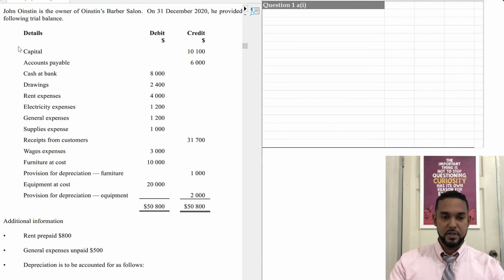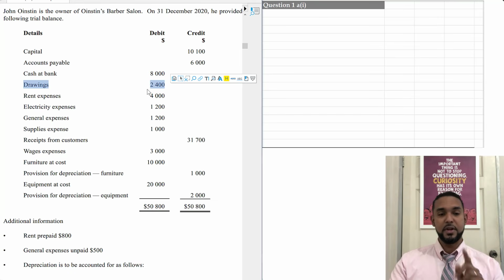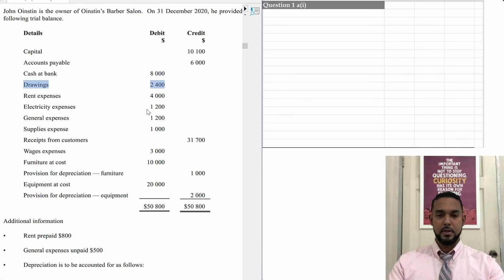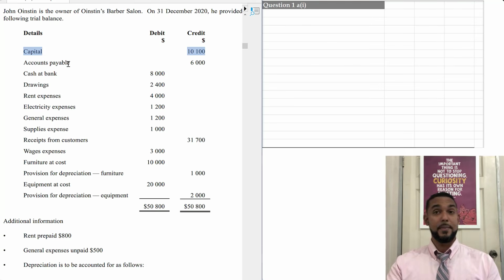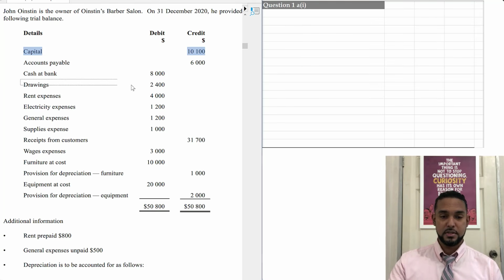So let's take a look. We have capital, right? Credit balance. Accounts payable is a liability that has a credit balance too. Cash is an asset that has a debit balance. Drawings. Drawings is a reduction in capital, and therefore, if it's a reduction in capital, it will have the opposite balance to the capital balance, which means if capital has a credit balance, drawings is going to have a debit balance.